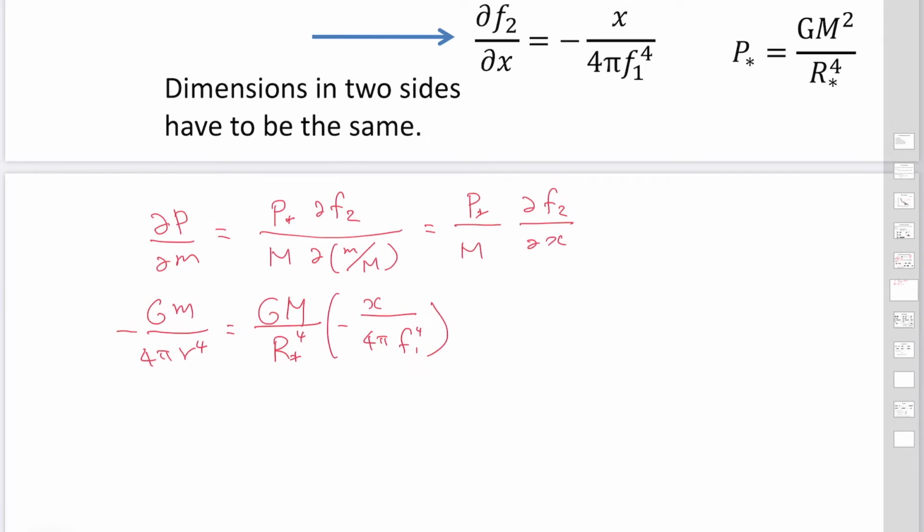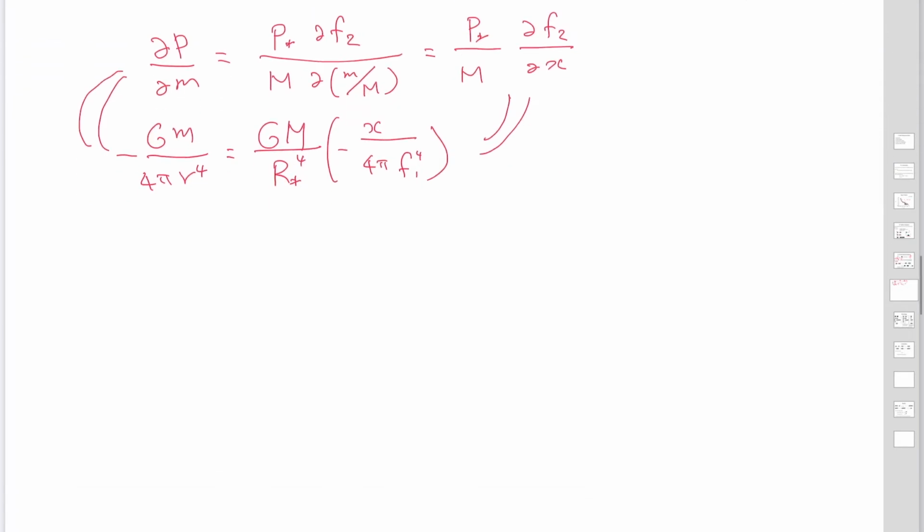So these two equations have to be the same. So you can express P_star over M times ∂f₂/∂x equal to minus GM over R_star to the 4th times x over 4π f₁ to the 4th.